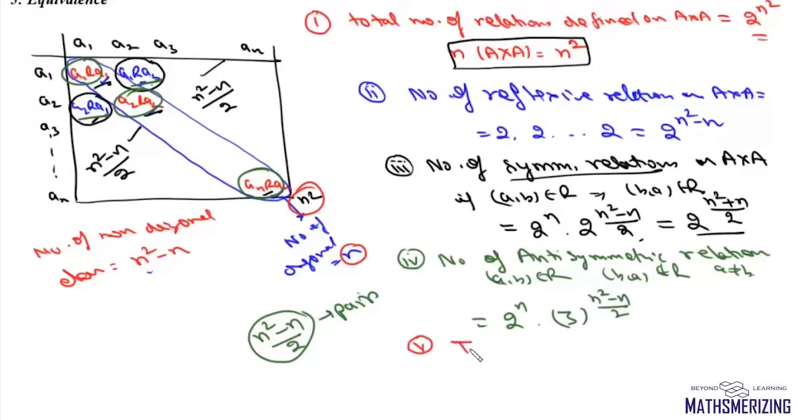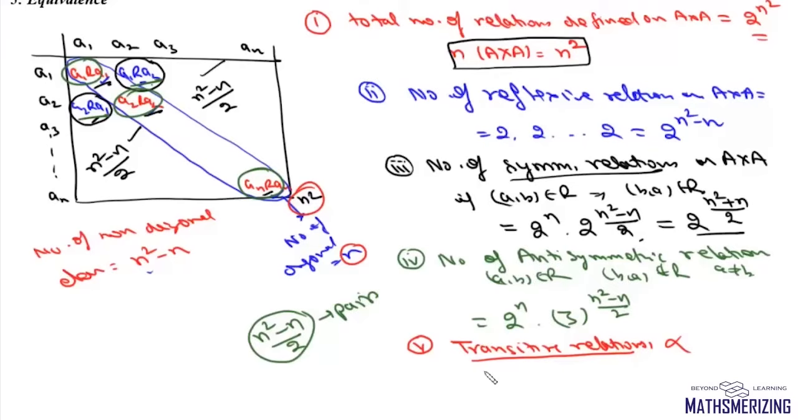Now the fifth one is number of transitive relations. Now unfortunately there is no closed form for transitive relations, but in one of the research papers they have tried to define number of transitive relations in terms of successive summations as a recurring relation. I'll provide the link to that research paper in the description below. As of now, we'll say there is no closed form for number of transitive relations.